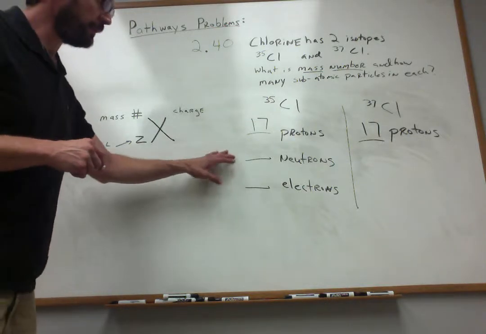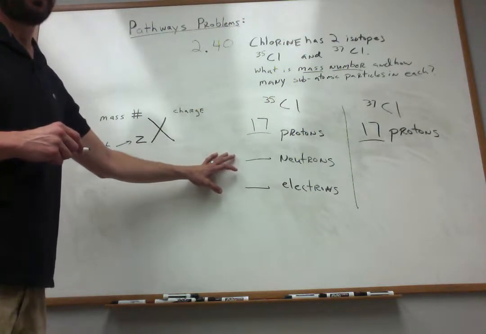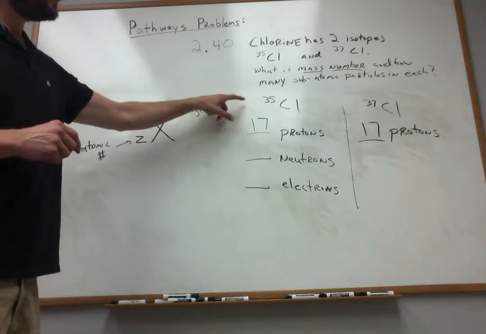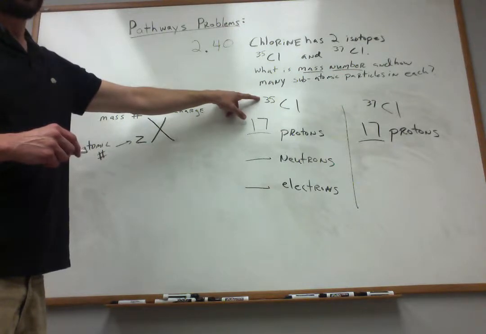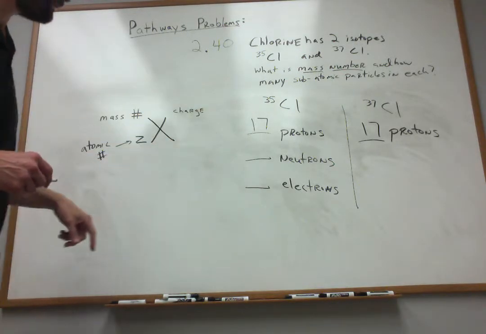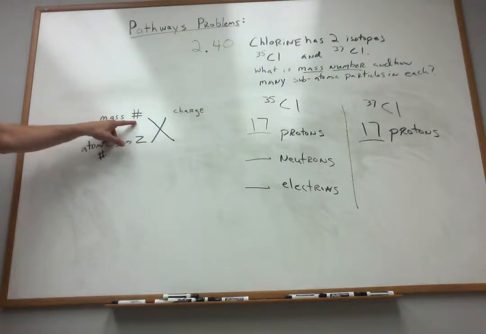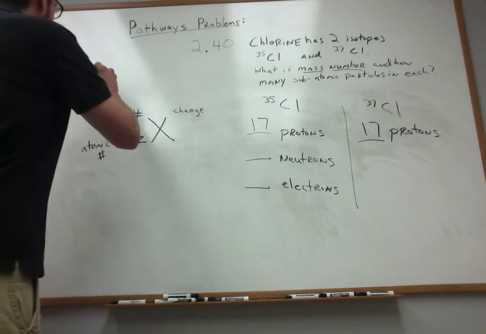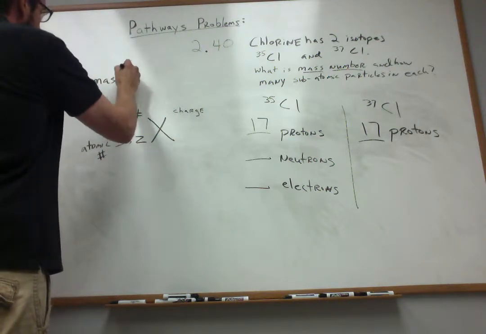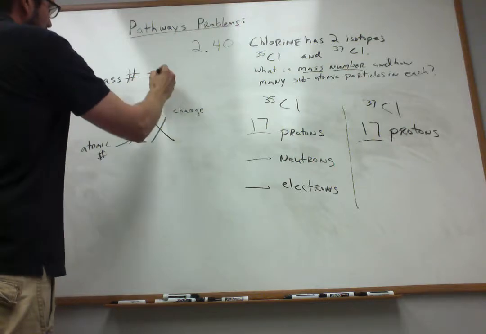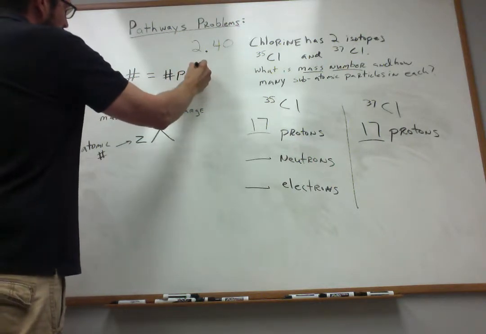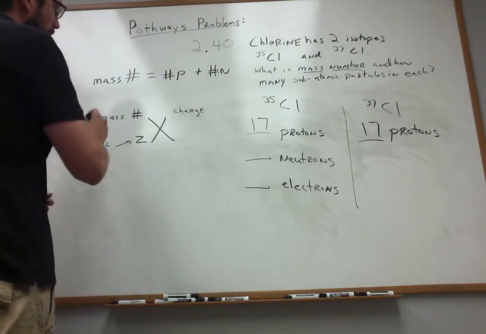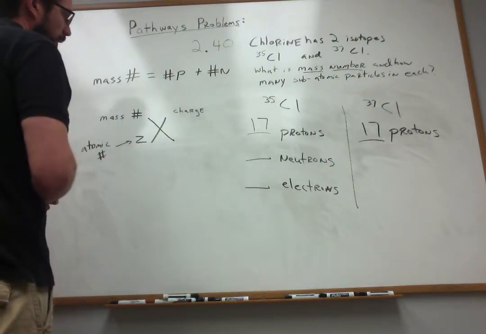Now the next one's at least a little bit harder. Number of neutrons. How do I figure that out? Well, it turns out that this number that's written in front of the element symbol is really important for this. Remember, this one's called what? The mass number. It just so happens that the mass number is equal to the number of protons plus the number of neutrons. Okay, mass number is protons plus neutrons.